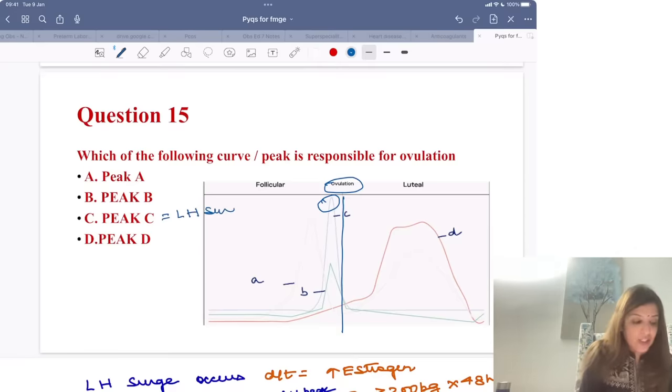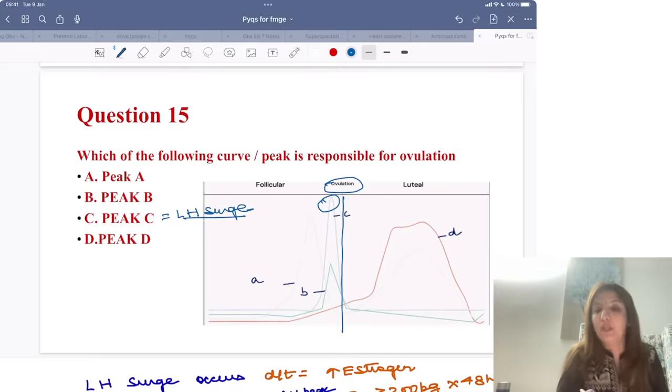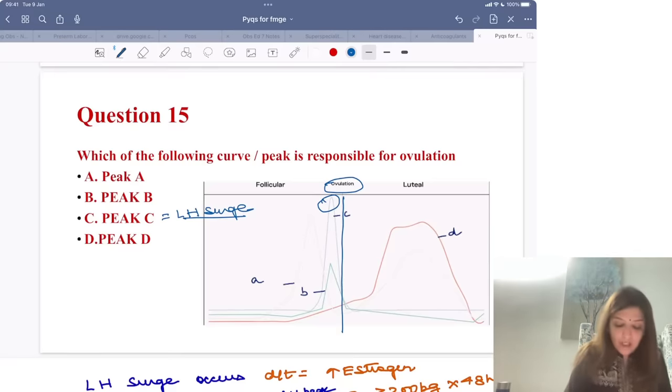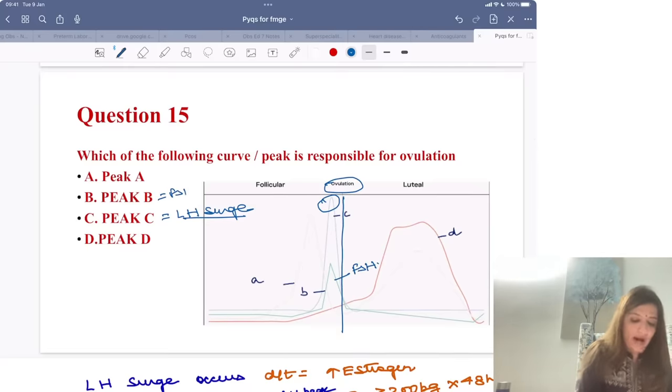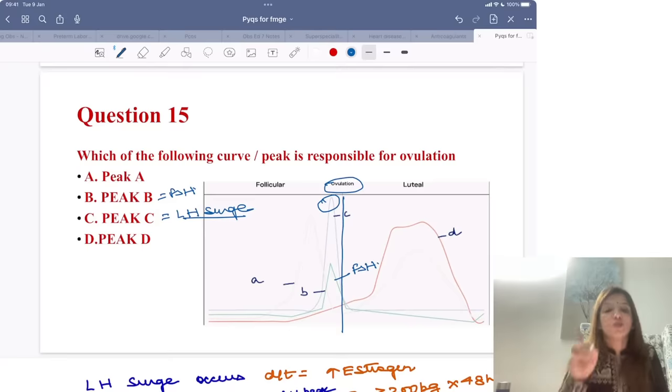It is LH surge which is responsible for ovulation. Please remember, ovulation ke liye responsible hota hai LH surge. But before ovulation, there is both LH and FSH surge. That is why you are getting FSH levels also high over here. Right? So before ovulation, there is both LH and FSH surge. But the one which is responsible for ovulation is LH surge, that is peak C.